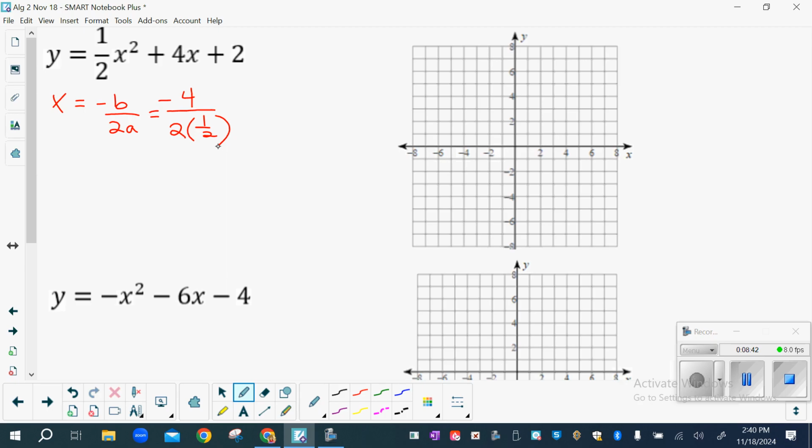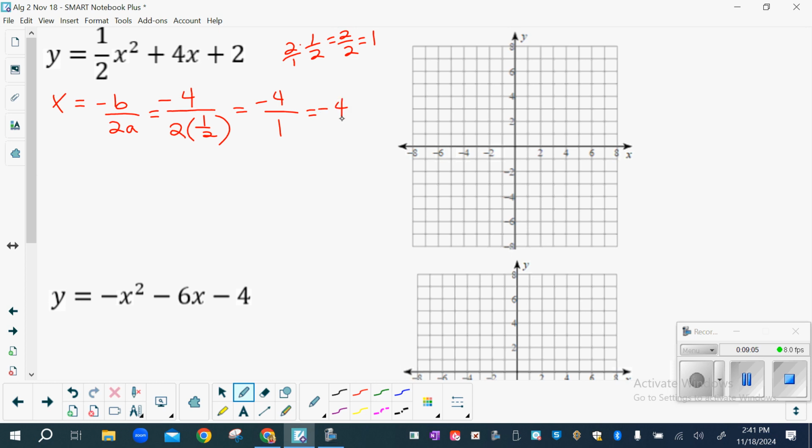So now we're going to simplify. We're going to simplify the bottom. 2 times 1/2, we do over here on the side. 2 over 1 times 1 over 2. So that would be 2 over 2, which equals 1. So this is -4 over 1, which is -4.